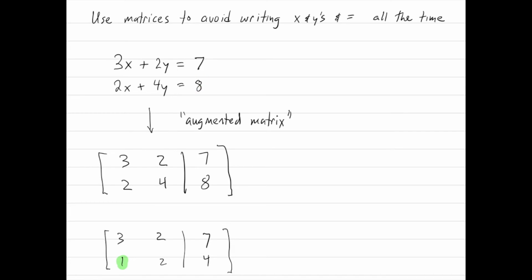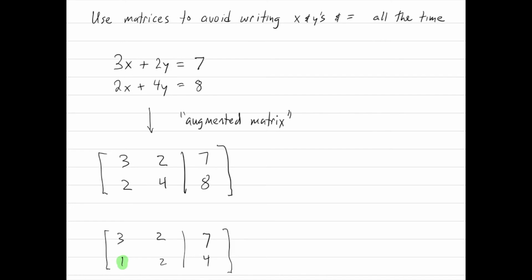And then 7 and 8 are the constants here. So this is called the augmented matrix. The reason they use the term augmented is that we've included the 7 and 8. Sometimes, for various reasons, we just want to form the matrix of these coefficients. Okay, so let's see what our elementary row operations translate to.